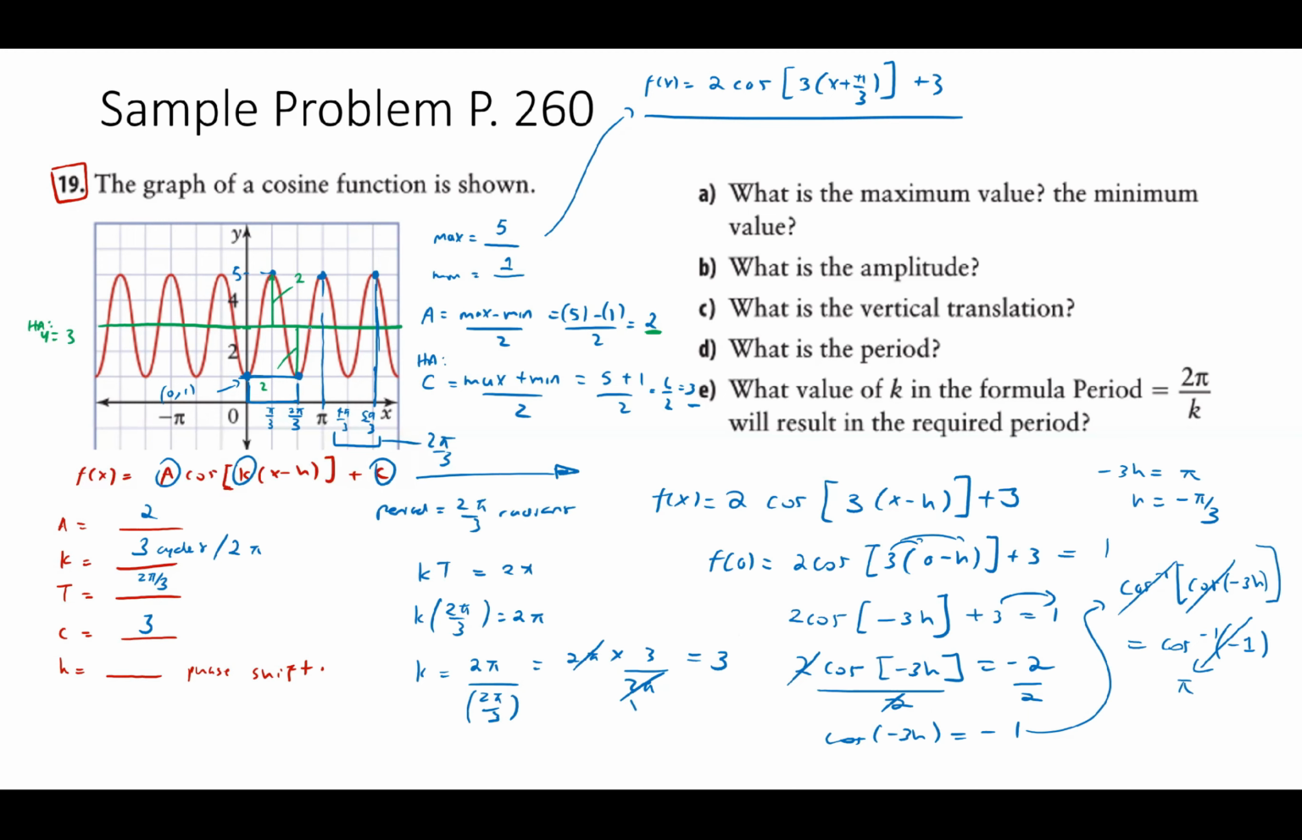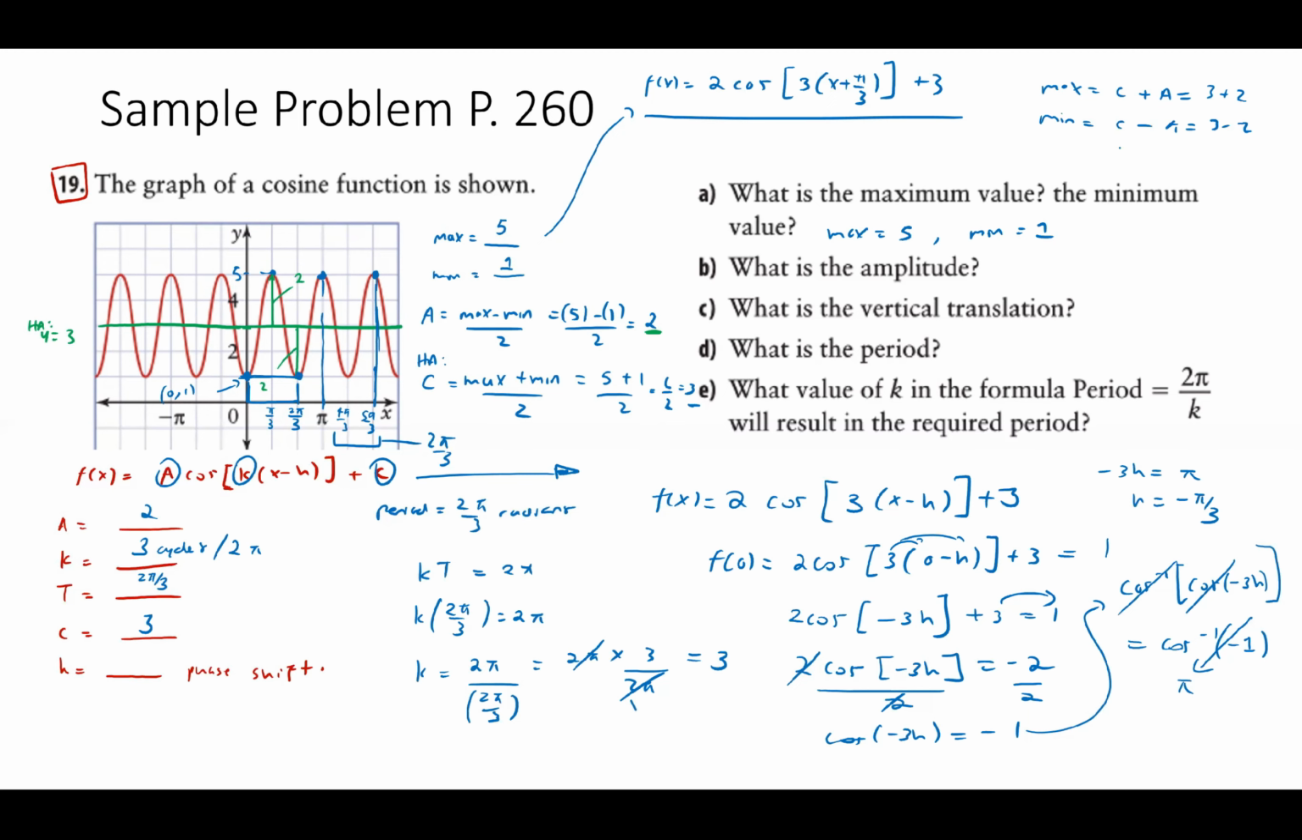And now they're also asking us what is the maximum value and what's the minimum value? Well, we are given that actually from the graph itself. The maximum was 5, the minimum was 1, and if you weren't given the graph but you were given the equation, you can actually see that in this equation. The maximum is your horizontal axis c plus the amplitude, which is 3 plus 2. Your minimum value is your horizontal axis minus the amplitude, which is basically 3 minus 2. Okay, so that's how you can see that from the equation.